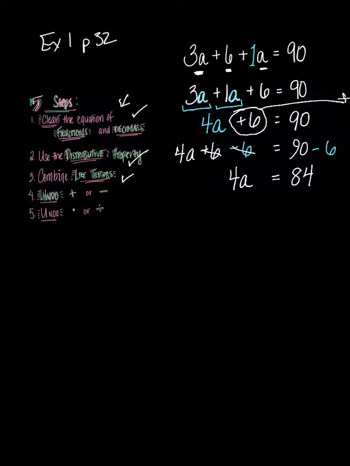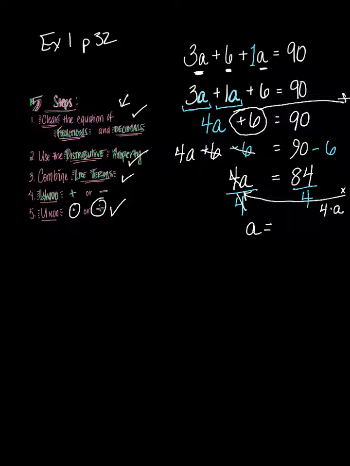All right, next thing I can do is undo my multiplication or division. Let's look at 4a. This is the same as 4 times a. So I've got multiplication going on here. The way to get rid of multiplication is to divide. So I'm going to divide 4a by 4 and 84 by 4. My 4's cancel out, leaving me just a, and I get 84 divided by 4, which simplifies to 21.